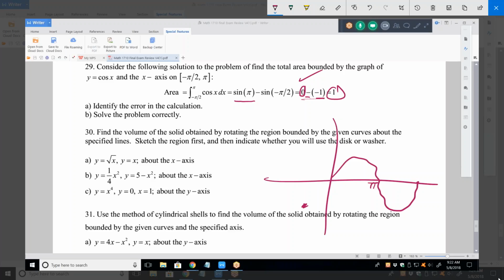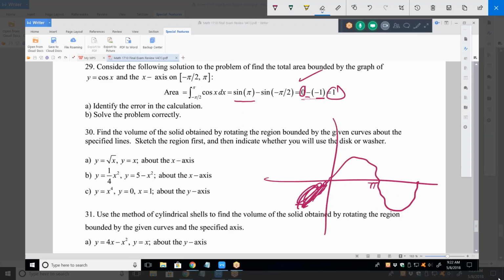What it's asking is not for the net area, but the total area. So I think she wants it from negative pi to 0 to 0 to pi. This area here is negative area. So the way you solve that problem is you take the absolute value of the function. If you take the integral of the absolute value of the function, you will get the total area. You won't get the net area.